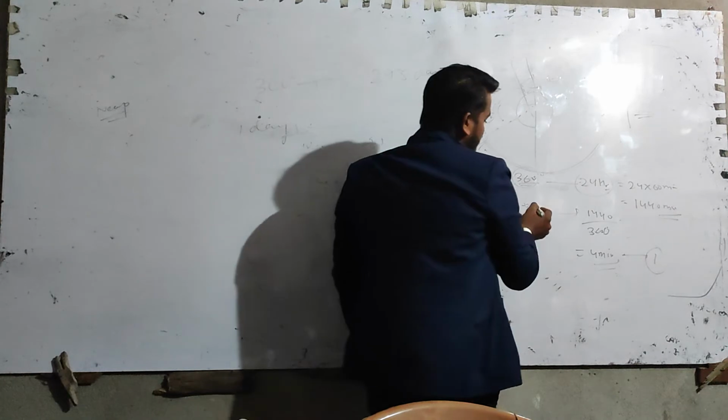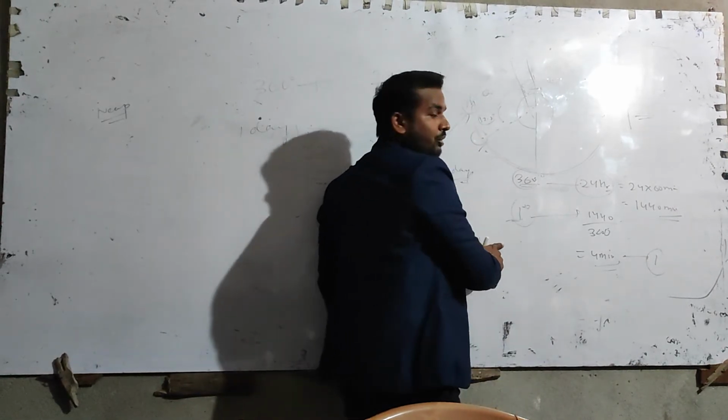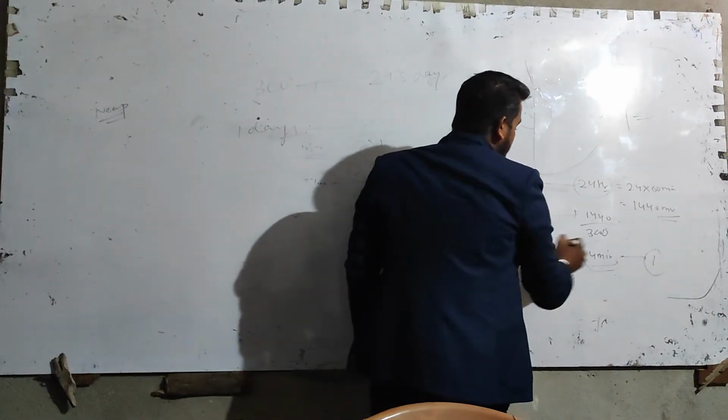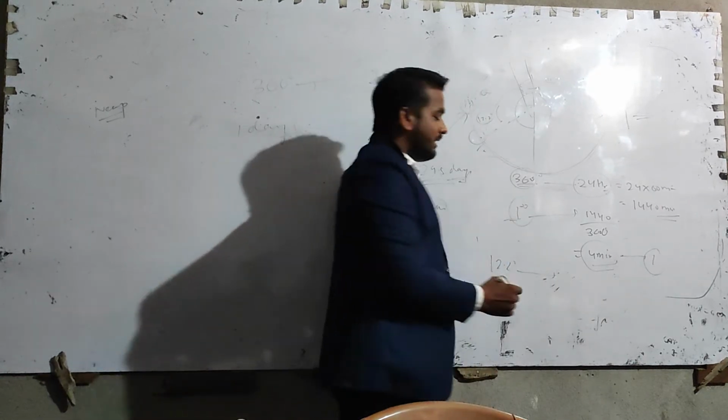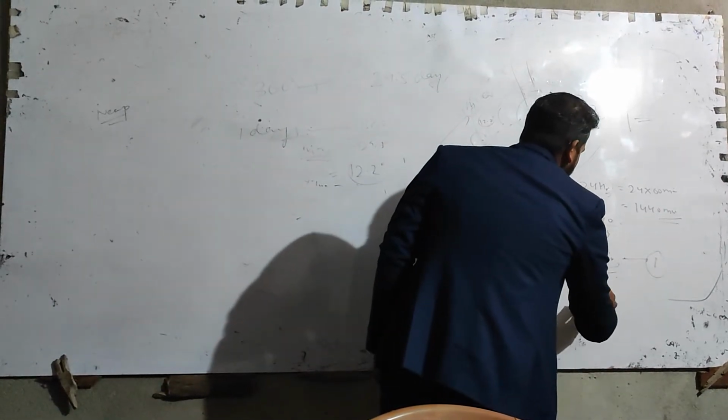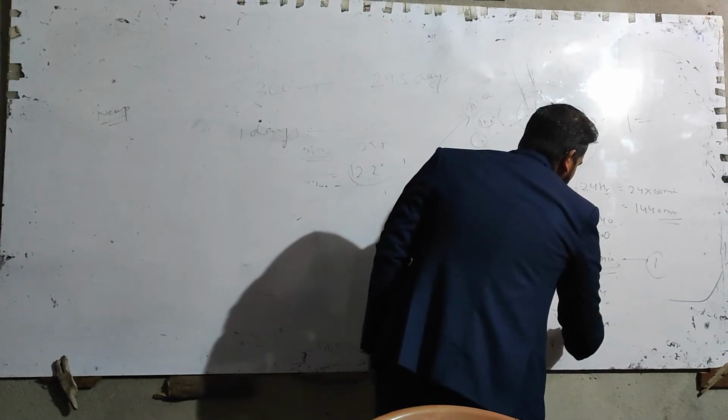So we have studied that for 1 degree of rotation of the Earth, it takes 4 minutes. For 12.2 degrees of rotation of the Earth, how many minutes will it take? That is 12.2 into 4, which is about 50 minutes.